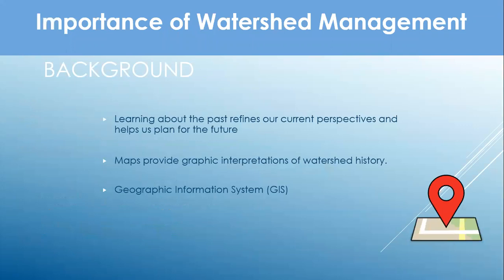So, the importance of watershed management. Learning about the past refines our current perspectives and helps us plan for the future. Through the interpretation of maps, we can observe how development can affect a watershed. Historical maps provide graphic interpretations of watershed history. So by comparing past and current land use, we can recognize trends in development. Later on in this presentation, we will do 2 activities together, and hopefully by the end of this presentation, this will be more clear. Last thing I want to mention on this slide is GIS.